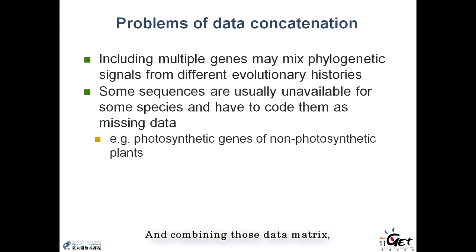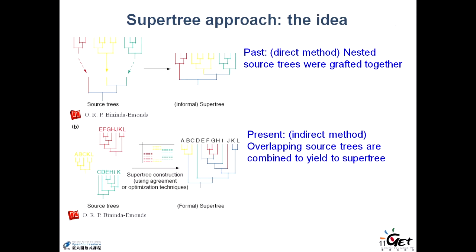And when combining those data matrices, even though they have the same taxa, you will likely combine different phylogenetic signals. In some cases the evolutionary history is very obviously different. For example, non-photosynthetic plants will have photosynthetic genes with a different evolutionary history than those that can do photosynthesis. So some people use this supertree approach.